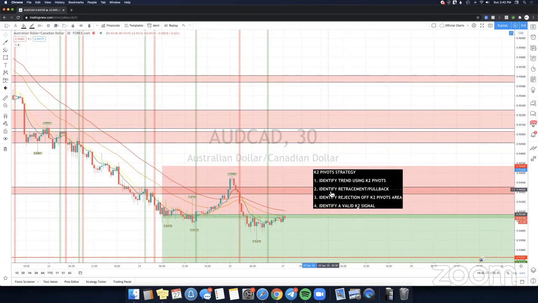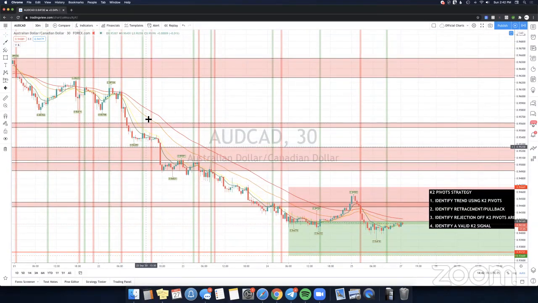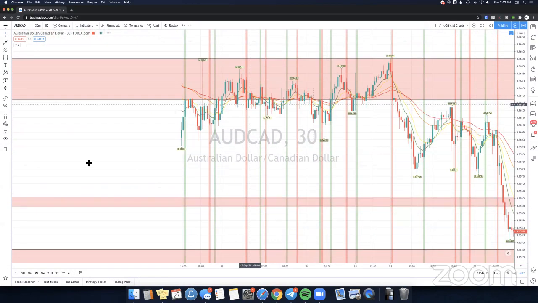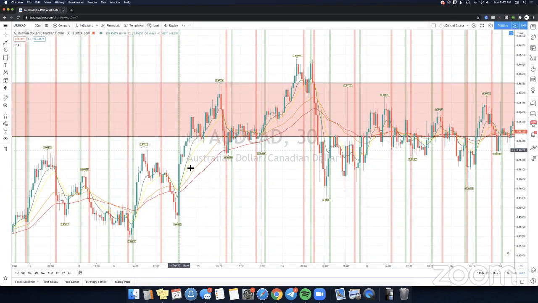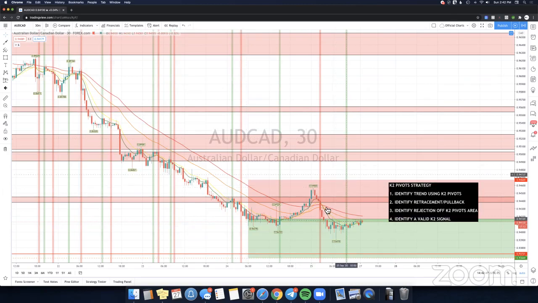So the first requirement is to identify the trend using the K2 pivots. Generally, when price is below the pivots like they are right here, and then it retraced up, and then again right here below the pivots, as long as the pivots are angling down and they're spread out, that's going to confirm a downtrend. When price is below, the pivots are angling down and they're spread out, it's a downtrend. In the opposite, if price is above, the pivots are angling up and they're spread out, it's an uptrend. So it's pretty self-explanatory. Right here, clearly we have a downtrend.